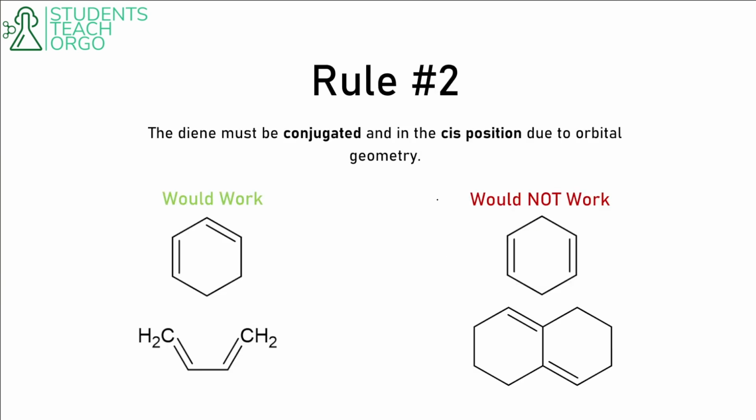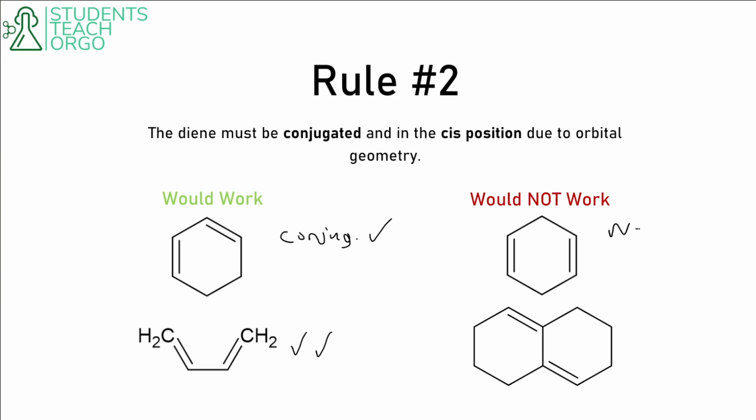The second rule for Diels Alder: the diene has to be conjugated and in the cis position due to orbital geometry, right? So this would work, because we do have a conjugation, check, right? Is it in the cis position? Yes, it is. Is this in the cis position and conjugated? Yes, right? What would not work is something like this.